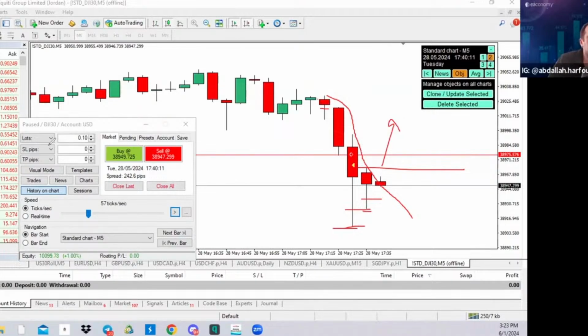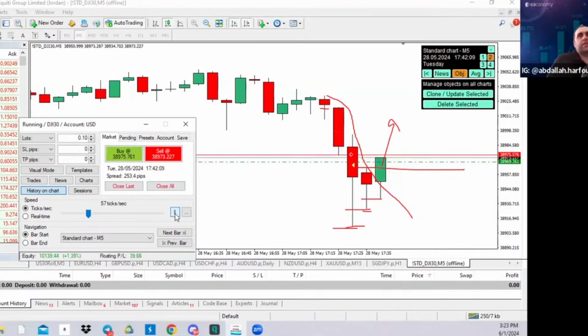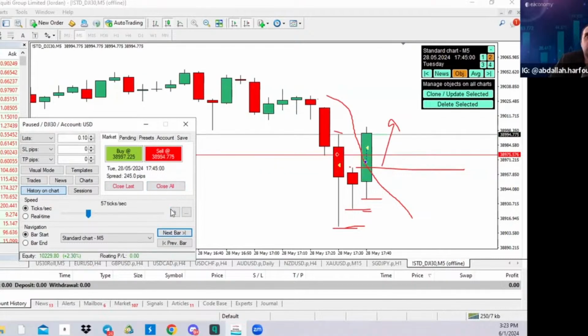It's breaking the structure. And oh, here we are. This will be the buy at this level, taking also 6, 7 pips, 10 pips. Already it hit 10 pips, and you are out of it. You close the trade. Now, the next one also, the momentum has reversed.